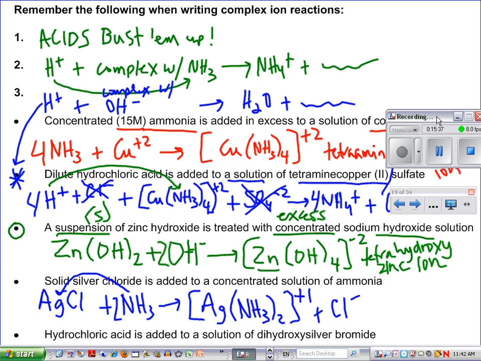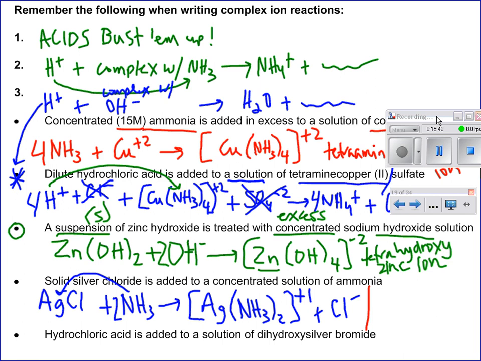Okay, I thought I had more room for this problem than I do, so I'm going to kind of write it in red over here. Oh, I can fit it. I can fit it. Hydrochloric acid, what do I write? H plus Cl minus is added to a solution of dihydroxy silver bromide. What do I write? In the brackets, dihydroxy. So what's the oxidation number of that?